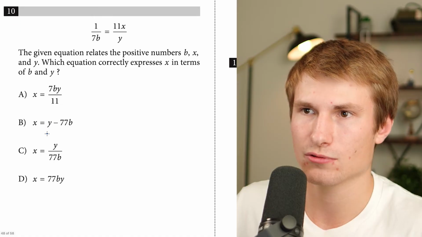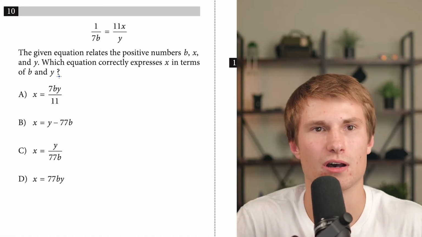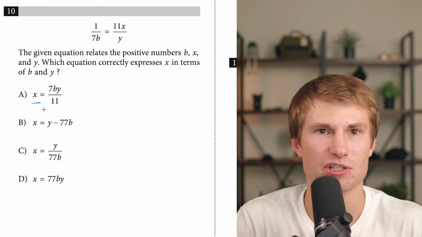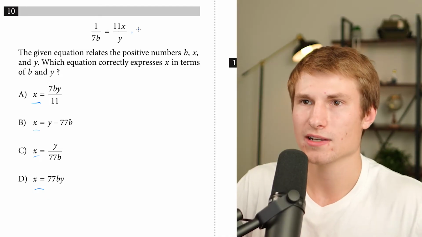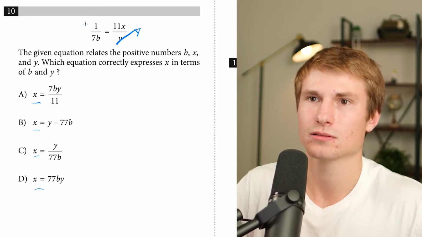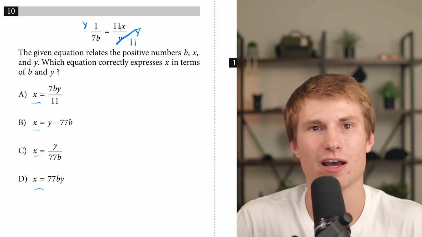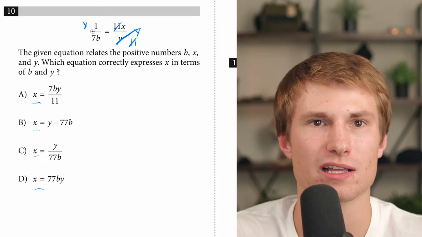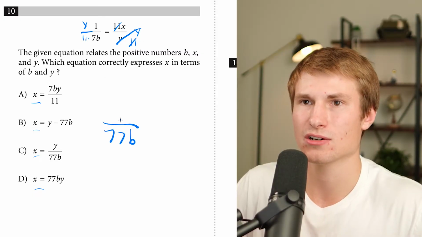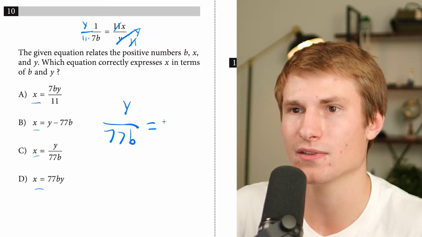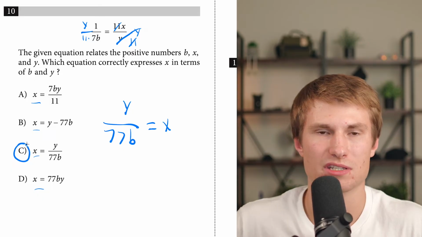Given equation relates the positive numbers b, x, and y. Which equation correctly expresses x in terms of b and y? So in this case, we just need to reformat this to get the value of x. All right, so to solve for x here, let's go ahead and multiply both sides by y. So we're going to end up with y times 1, which is just y over 7b. From there, we have to divide both sides by 11 to isolate x. So divide both sides by 11. 11 times 7 is going to give us 77. So we have 77b in our denominator, and then in our numerator we have y, and that's all equal to x. Okay, so if we look at our answer choices, we see that that's going to be answer choice C. So C will be our correct answer there.